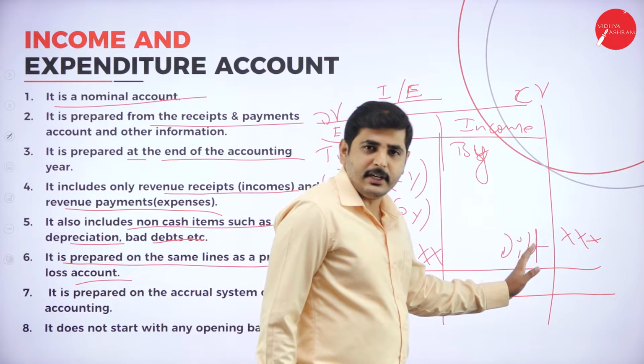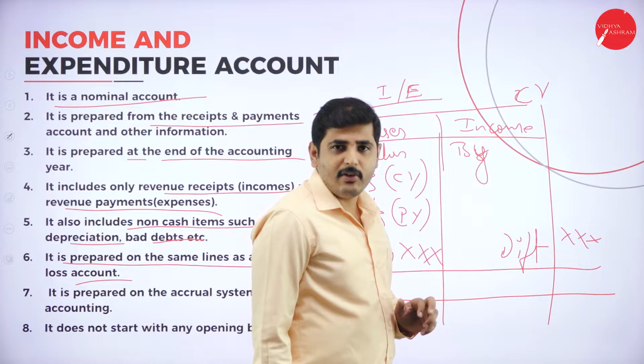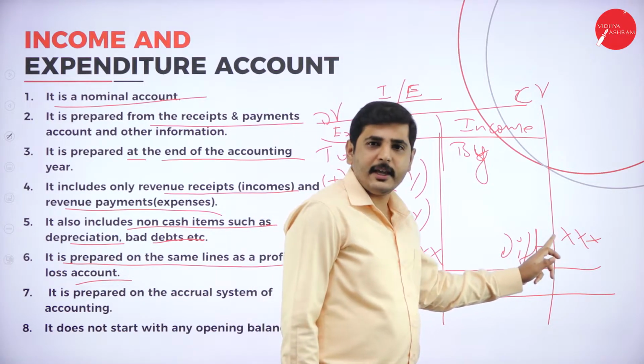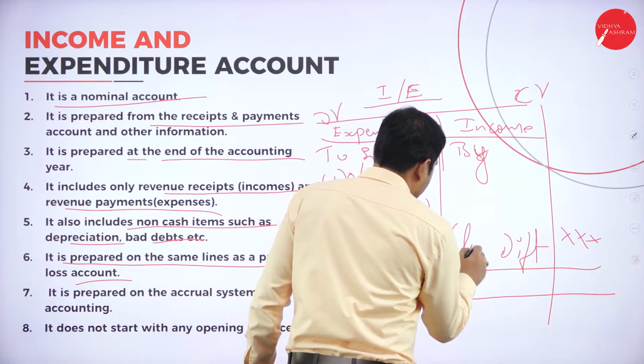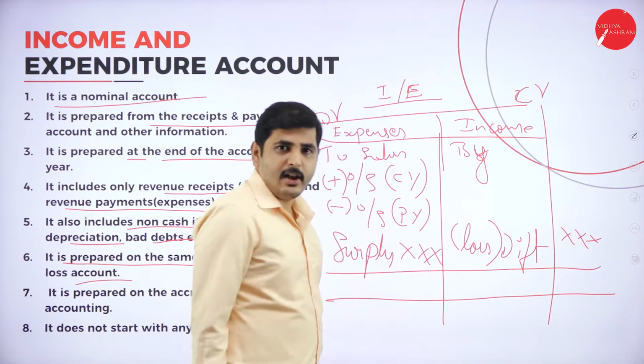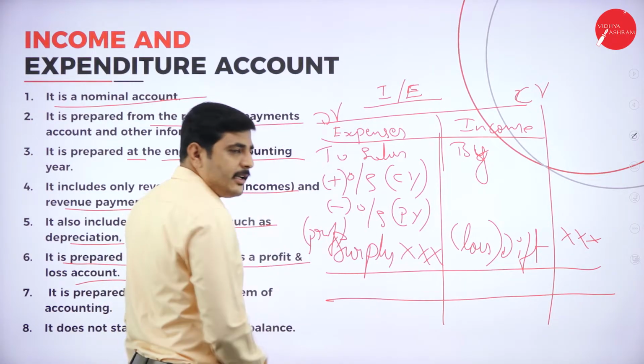If you have a deficit in the profit or in the business concern or trading account, what will we do? We'll show it as a loss. In a trading concern, it is a loss, and if you get a profit here, it is a profit. So in a non-trading concern, it is a surplus.